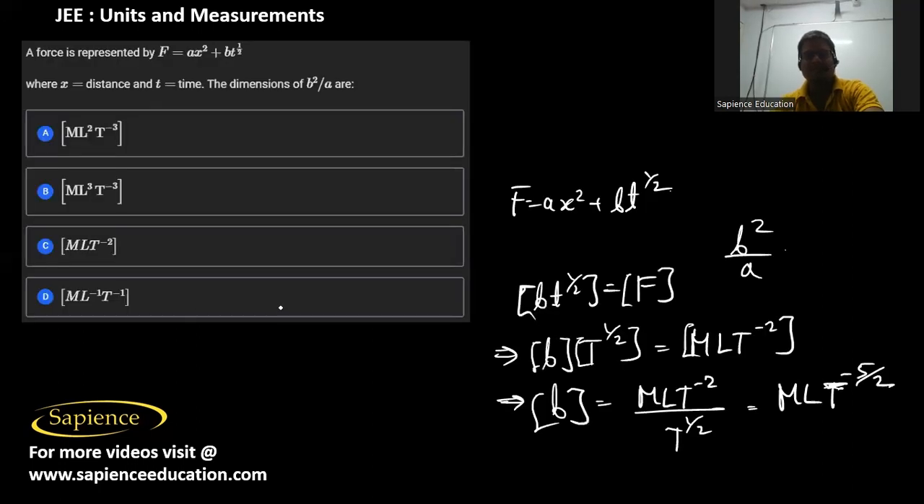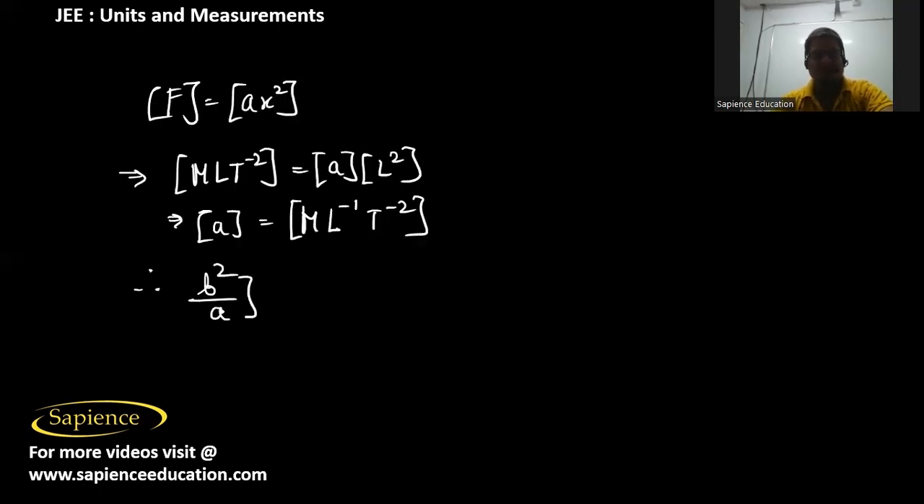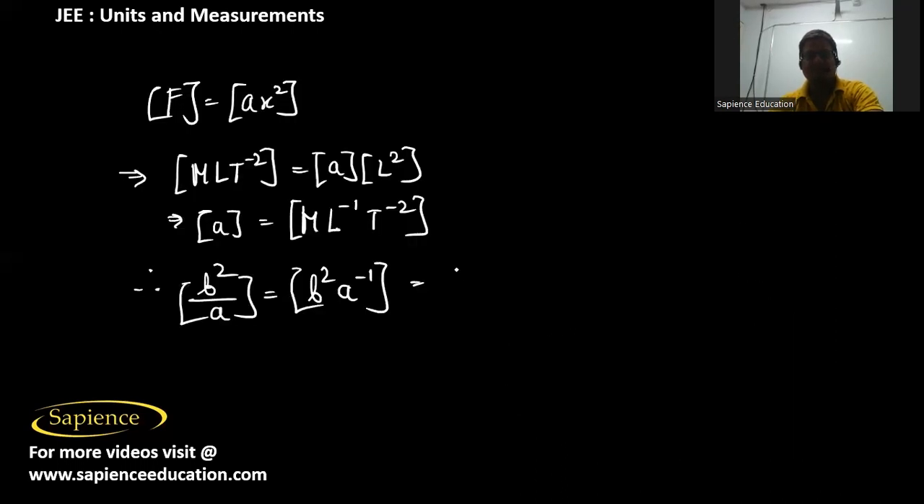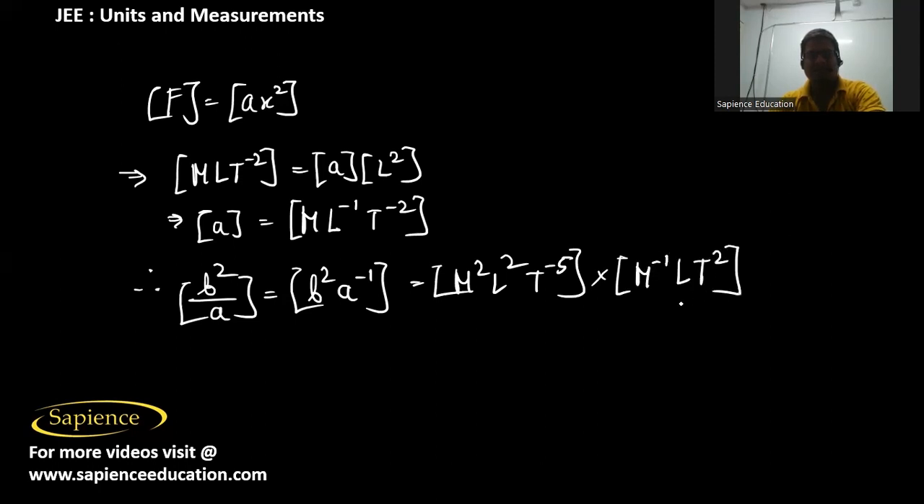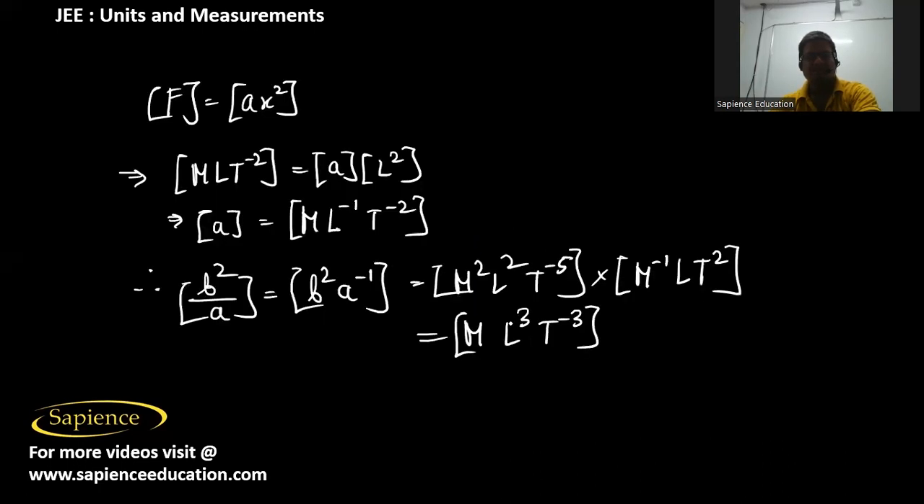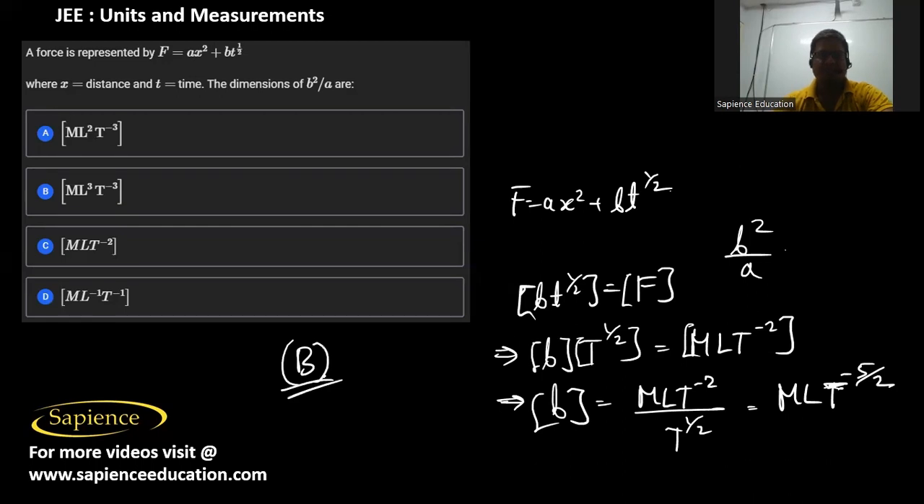Now therefore the dimensional formula for B square by A will be equal to B square into A power minus 1. This will be equal to M square L square T power minus 5 into A power minus 1. So that will be M power minus 1 L T square. So this will be M L power 3 T power minus 3. Option B is the correct answer.